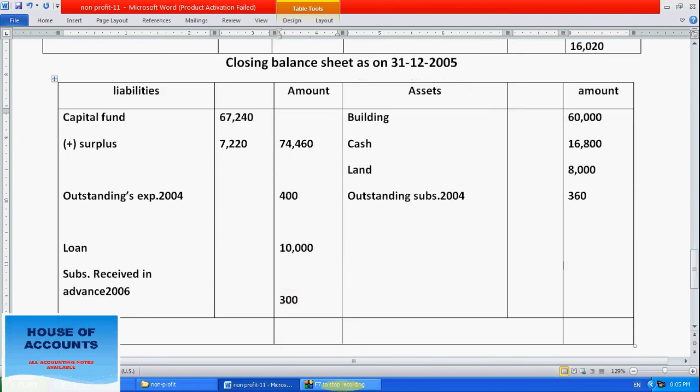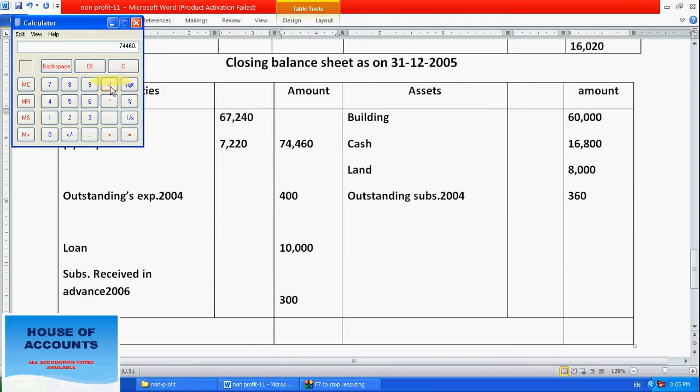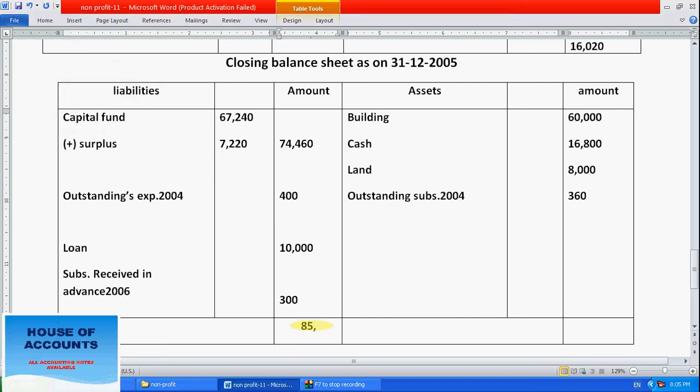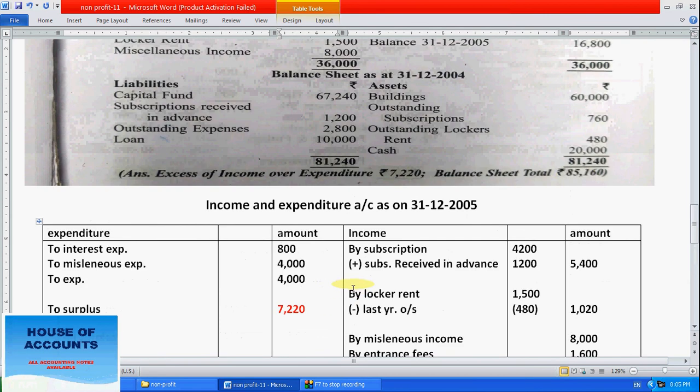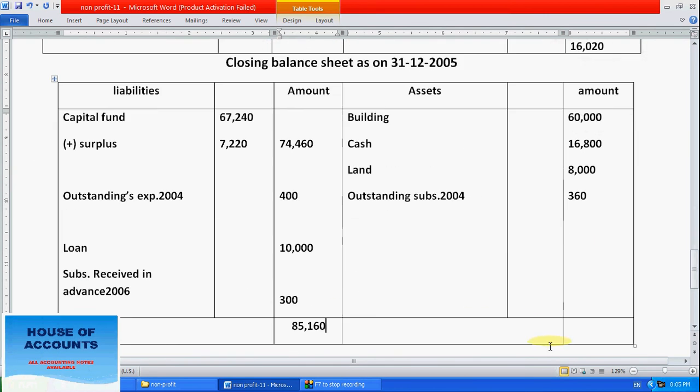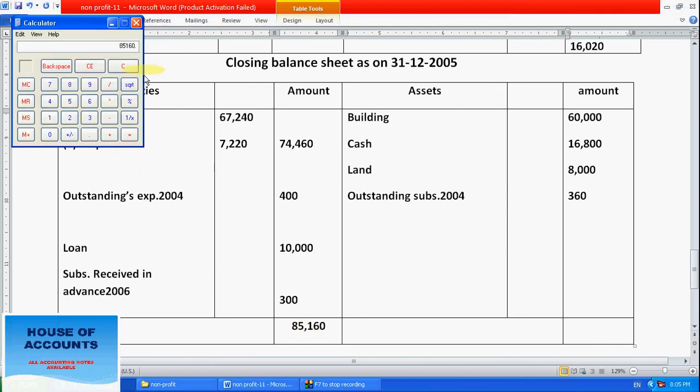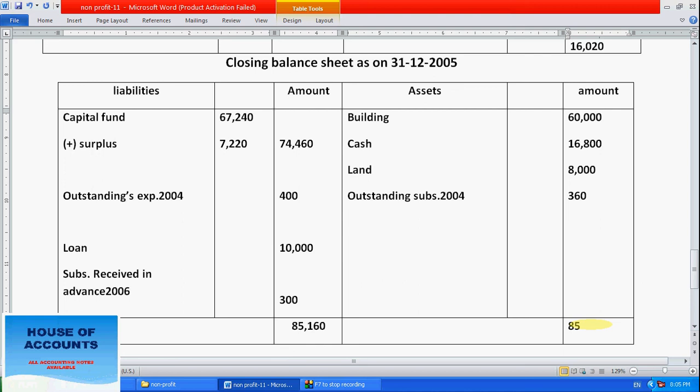Okay, now let's add all the liability side. Plus 400 plus 10,000 plus 300, how much are we getting? 85,160. Check whether it is correct or not. 85,160 is correct. Now the asset side, right? 60,000, add 16,800, 8,000 plus 360, we got 85,160. So the balance sheet is tallied.